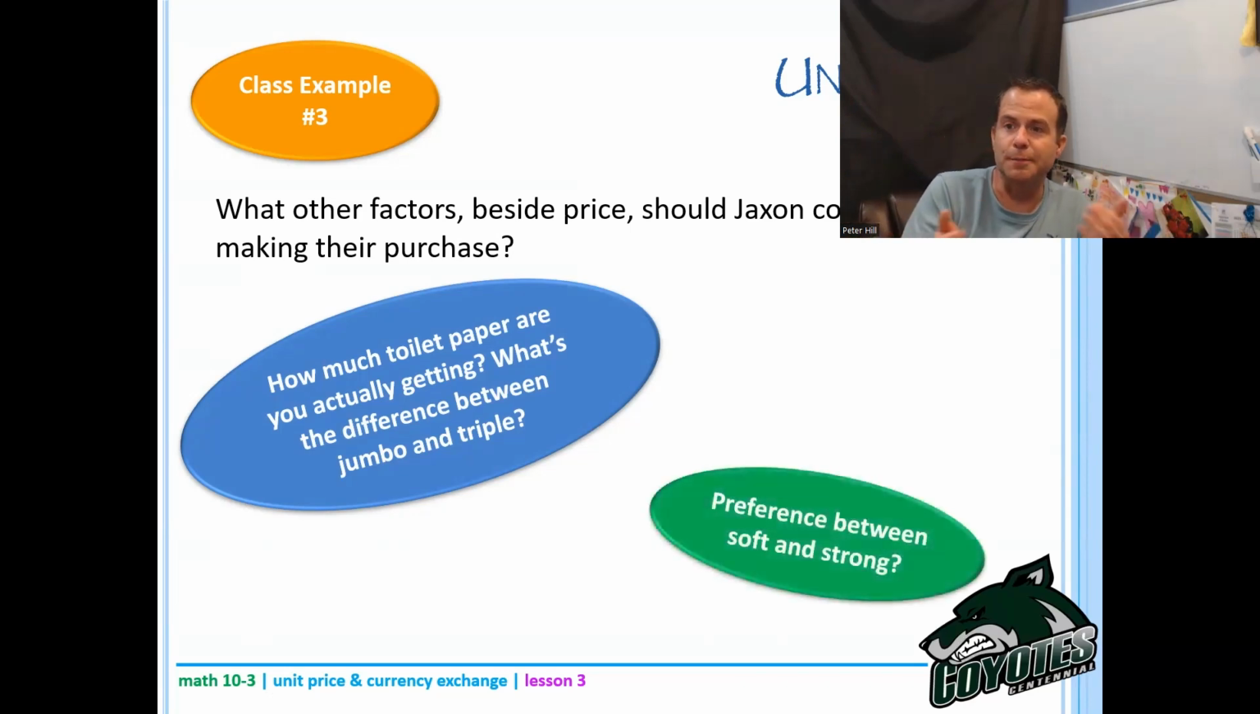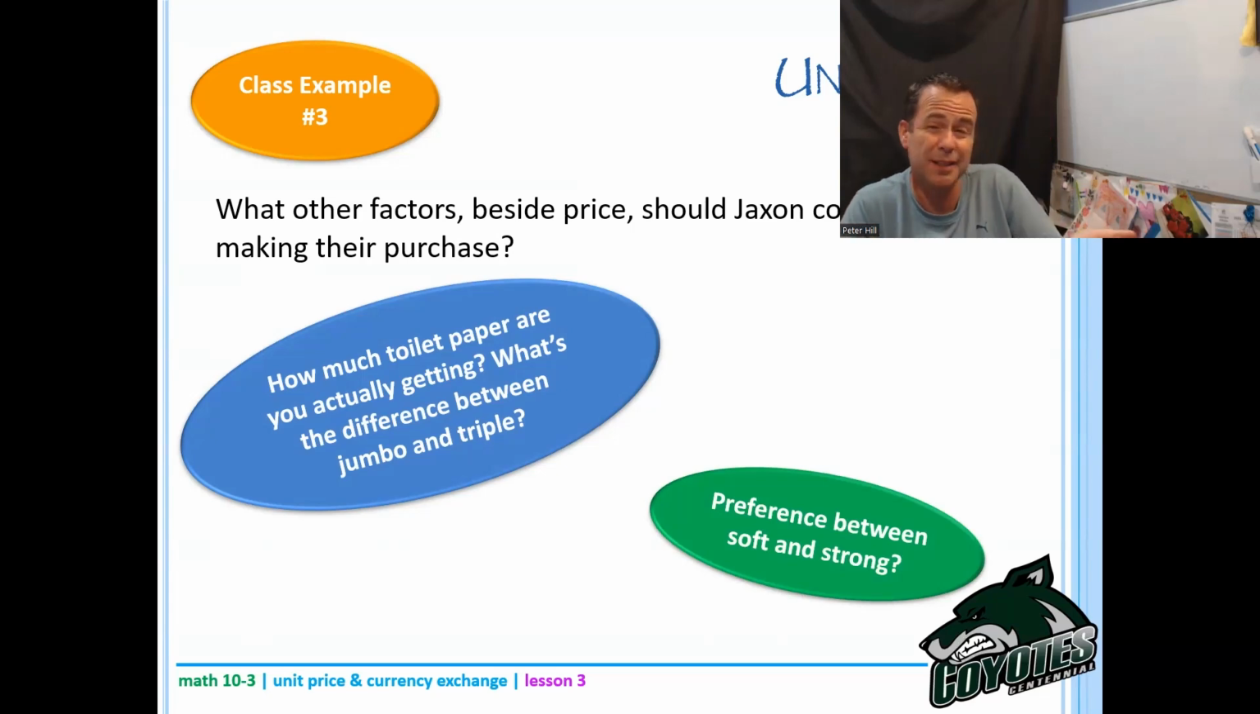What's your preference between soft and strong toilet paper, right? They were different kinds of qualities. I don't know if qualities is a good word because we're going to assume they're all top-notch toilet paper, but there's different textures of the toilet paper. So maybe your preference for toilet paper comes into play. Maybe you want to buy something a little bit more expensive because you like it better.